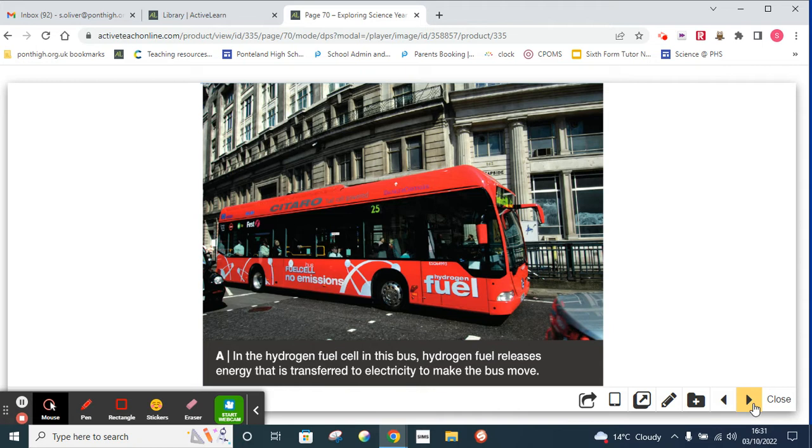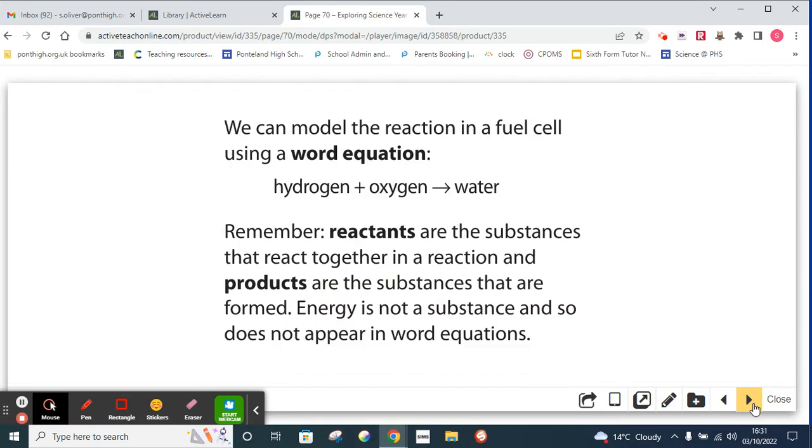The big advantage here is the only product produced here is water, which is good for the environment. The hydrogen then releases energy as electricity, and that gets fed to the motors, and that makes the bus move.